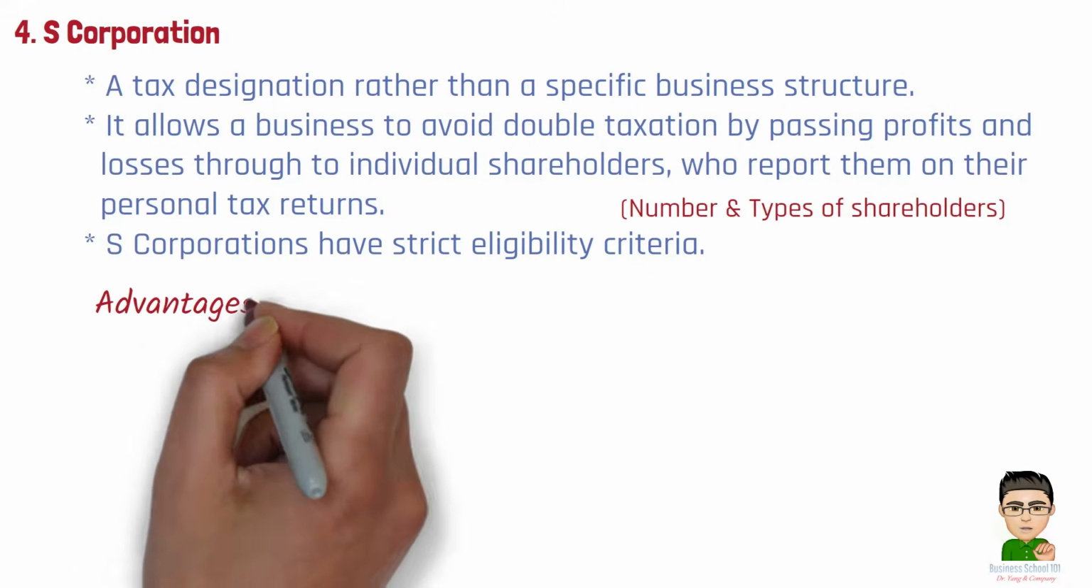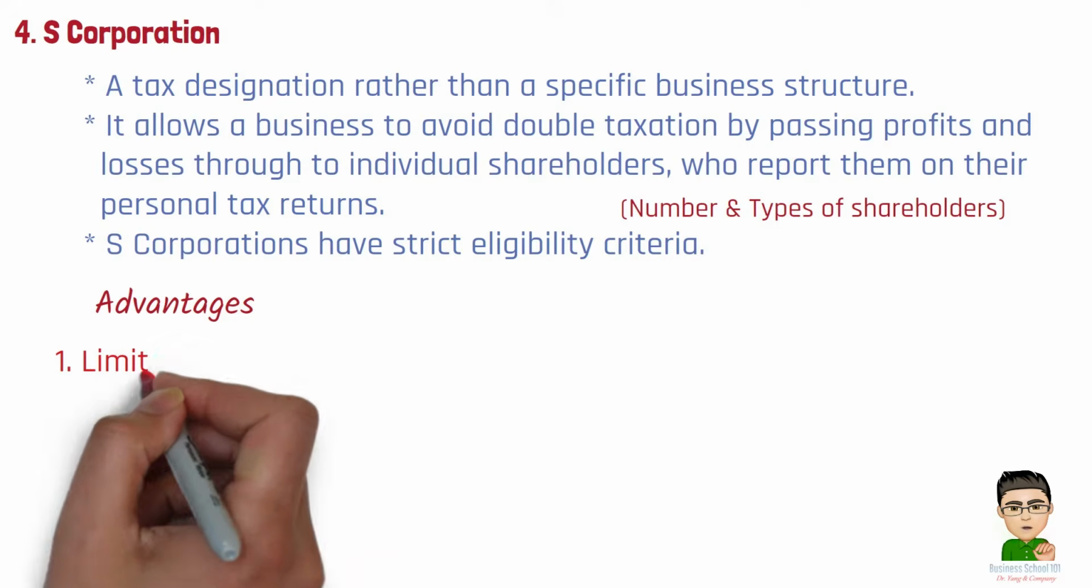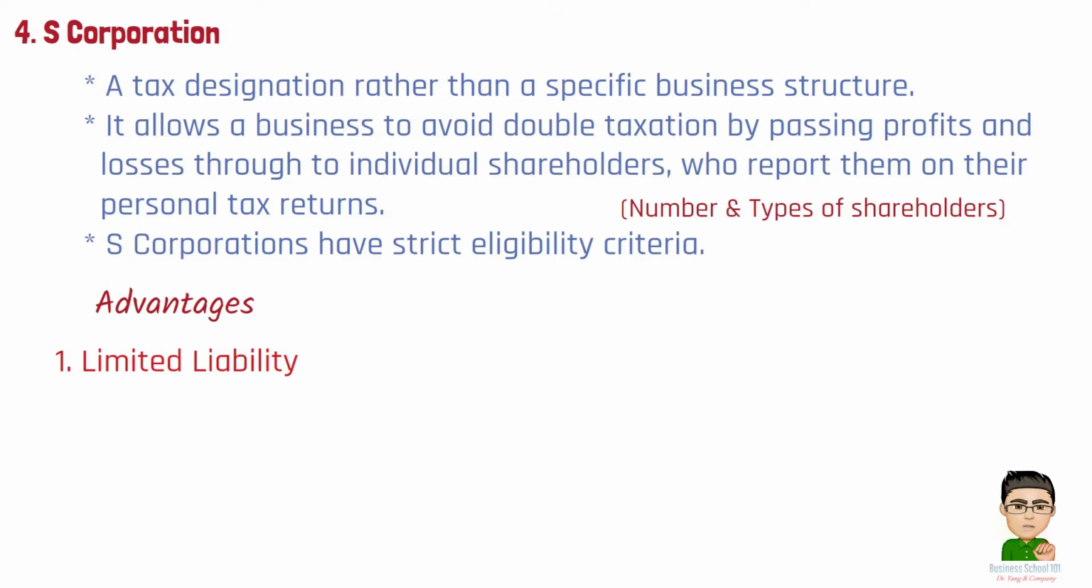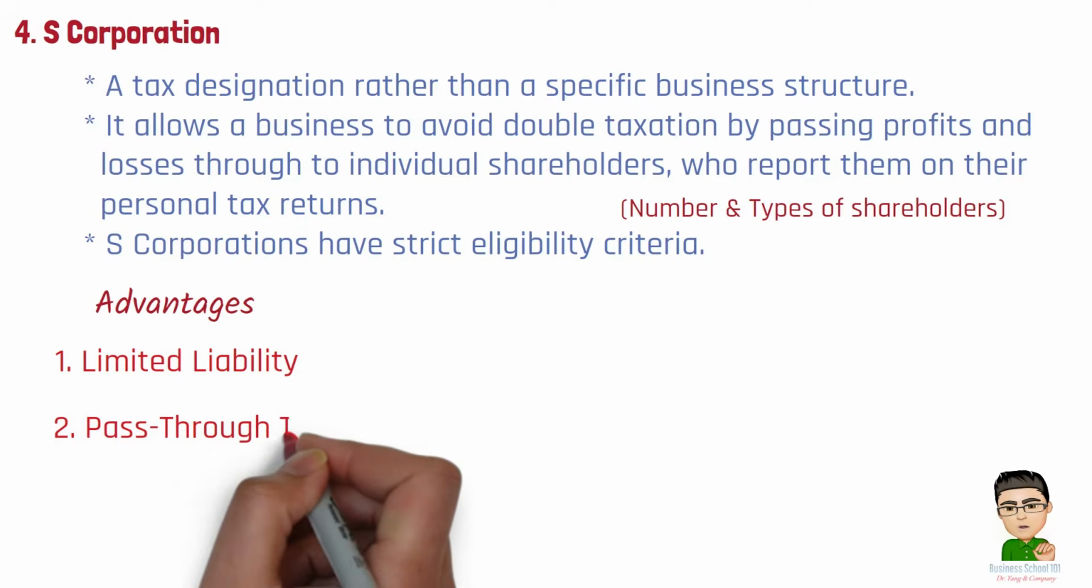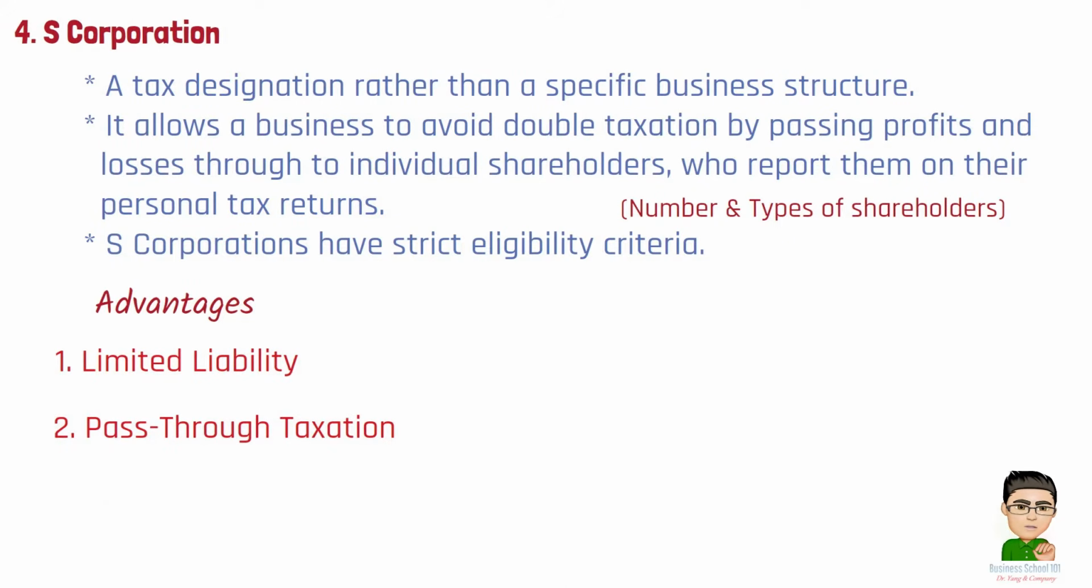S corporations' advantages include: Number 1. Limited liability. Shareholders have limited personal liability. Number 2. Pass-through taxation. Profits and losses are reported on shareholders' personal tax returns.